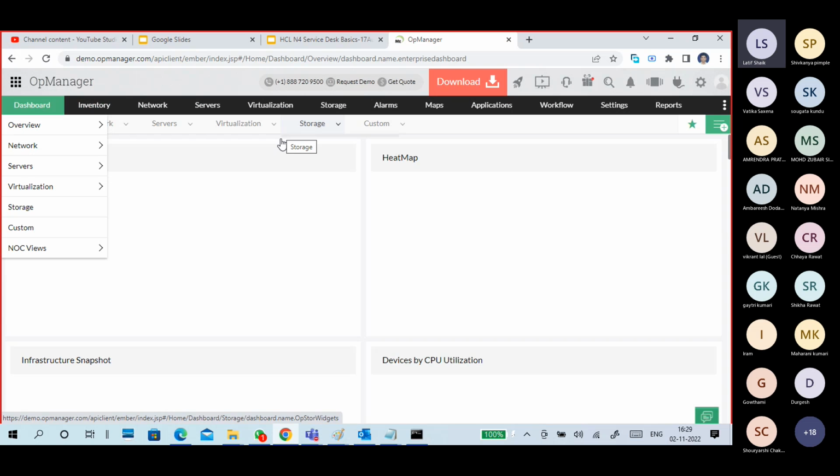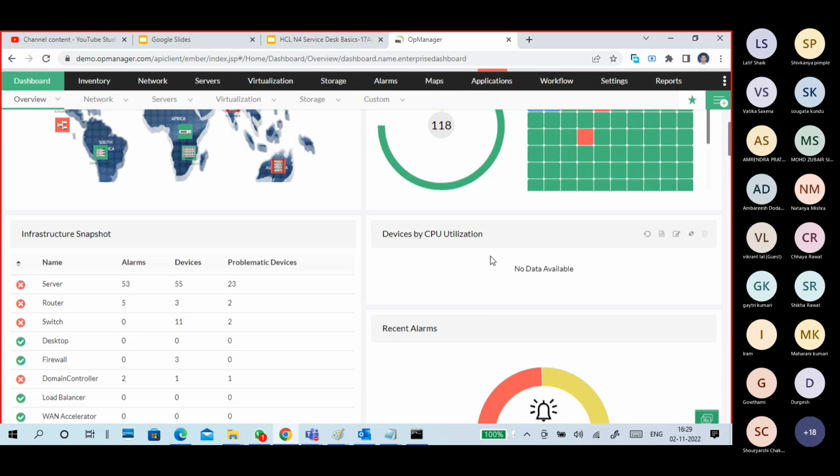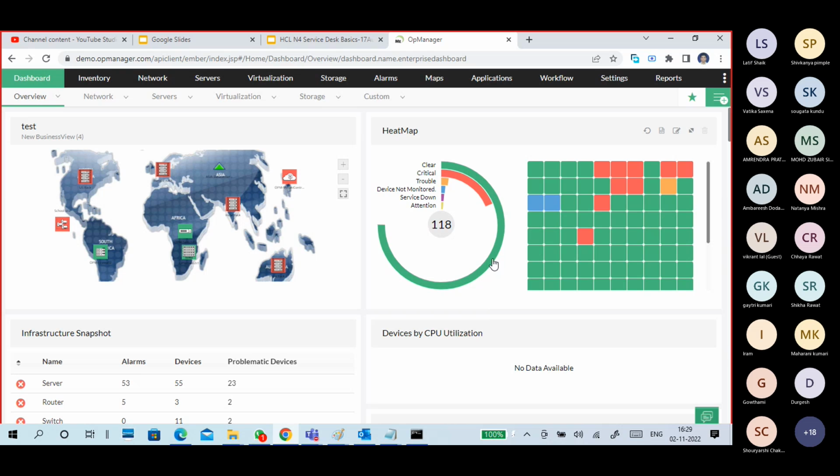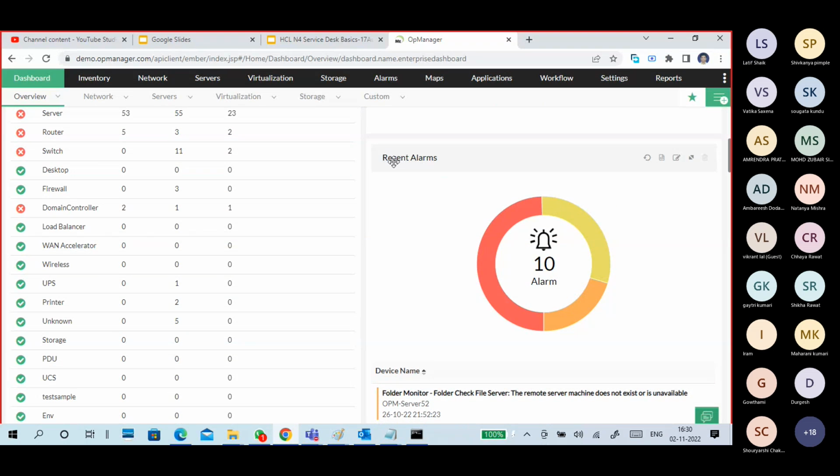I'm going back to the dashboard only. You can go to each and every option. Look here, guys, this is the heat map. 89 are cleared. Critical is 22, troubled is 3, devices not able to monitor are 2, service down is 1, and attention required is 1, I think. Also the number of alarms: recent alarms are 10, of which 5 are critical, 2 are in trouble, and 3 need attention.